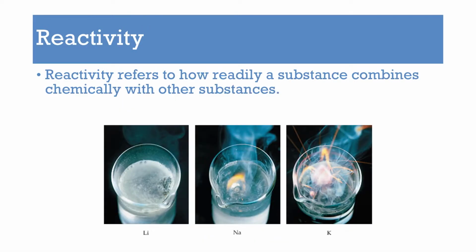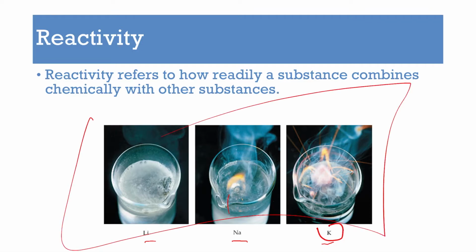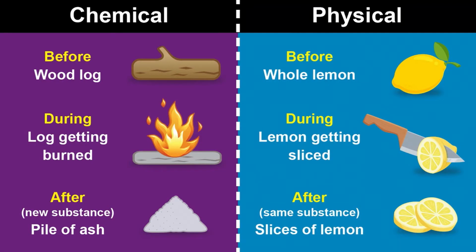And next is reactivity. Reactivity refers to how readily a substance combines chemically with other substances. So how likely something is to react or not to react. Here we have lithium metal, sodium metal, and potassium metal in water. Lithium bubbles the water a little bit. Sodium has a bigger reaction, and potassium has an even bigger reaction. So reactivity is how different things react with other things. This is something we'll also get into when we talk about parts of the periodic table and periodic table trends. So we'll come back to this specific example later on.